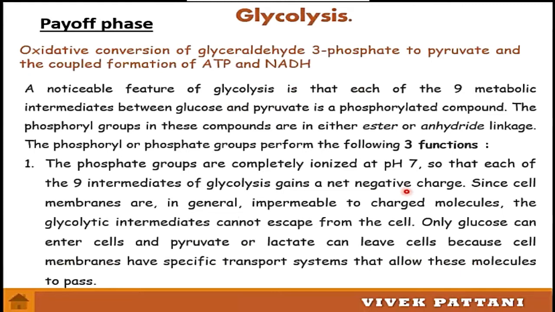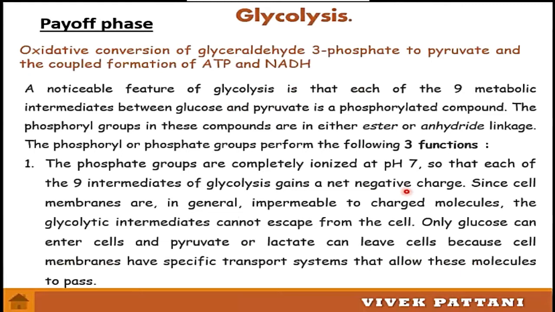Now the phosphate groups, as we discussed earlier, are completely ionized at pH 7, so that each of the 9 intermediates of glycolysis gains a net negative charge. Since cell membranes are in general impermeable to charged molecules, none of the glycolytic intermediates can escape from the cell. Only glucose can enter the cell, and pyruvate or lactate can leave the cell.